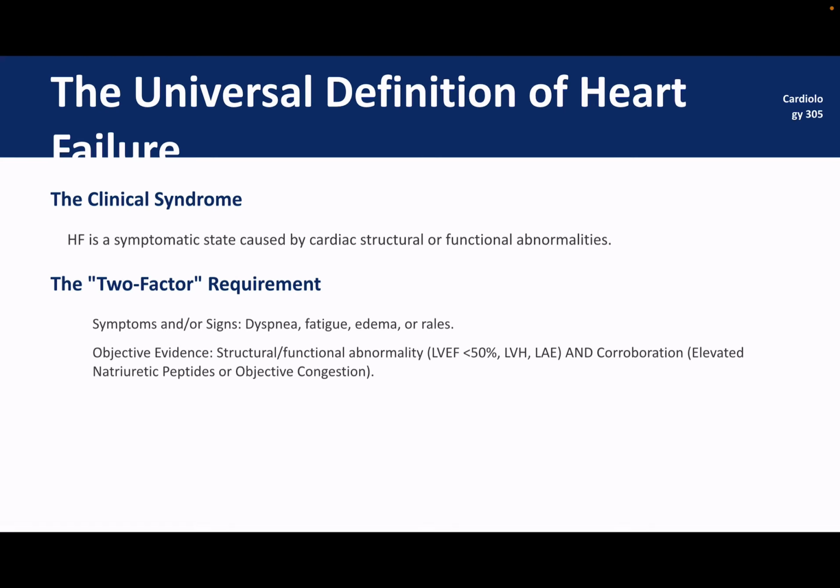cardiac abnormalities. The key is a 2-factor requirement. You need symptoms and/or signs: dyspnea on exertion, fatigue, orthopnea, edema, rales, elevated JVP. You need objective evidence of cardiac structural or functional abnormality. Think LVEF less than 50%, left ventricular hypertrophy, left atrial enlargement, and corroboration with elevated natriuretic peptides or objective signs of pulmonary or systemic congestion on imaging or exam.